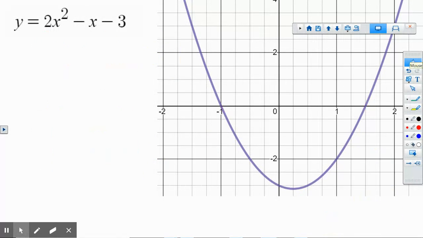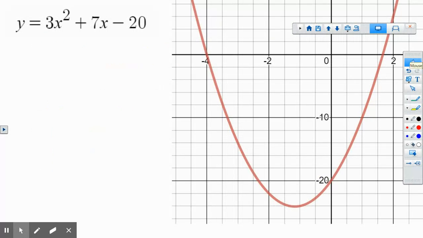Sorry if that's a little bit confusing, but I'm not sure of a better way of explaining it. So try this one. Pause and try this one. One of them will be a fraction. Or, yeah, I think one of them will be a fraction.